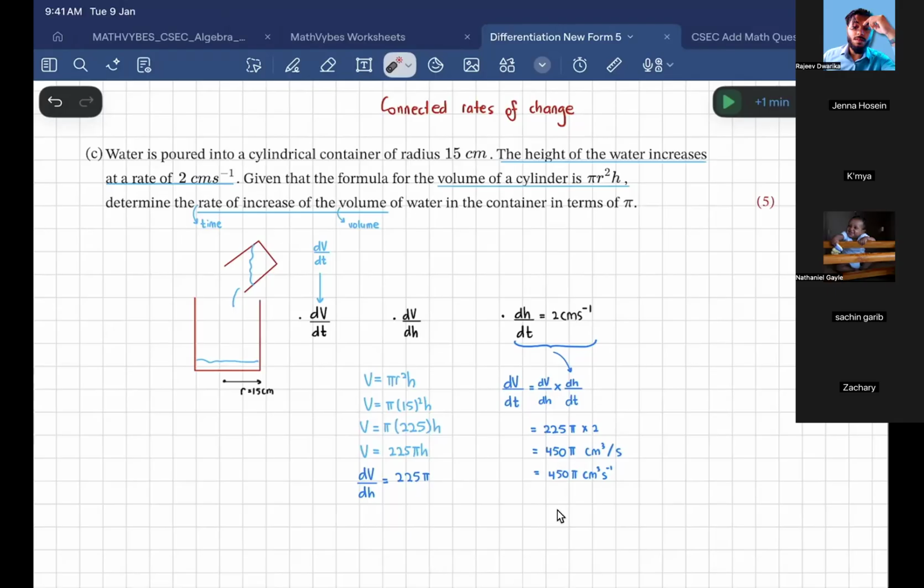And what does this tell us? The change in volume with respect to time. Okay, so every second that goes by, what does that mean? Every second that goes by, it increases by 450 pi centimeter cube. Yeah, so every second that goes by, Jenna, the volume is going to increase by 450 pi. That's what dV/dt means. The change in volume with respect to time. So it's telling us how the volume is changing with respect to time. Okay. I understand that.